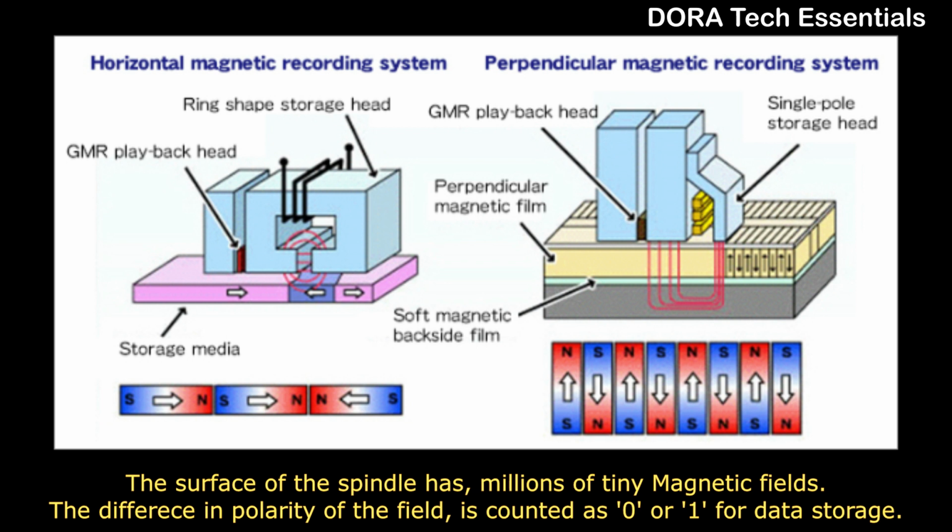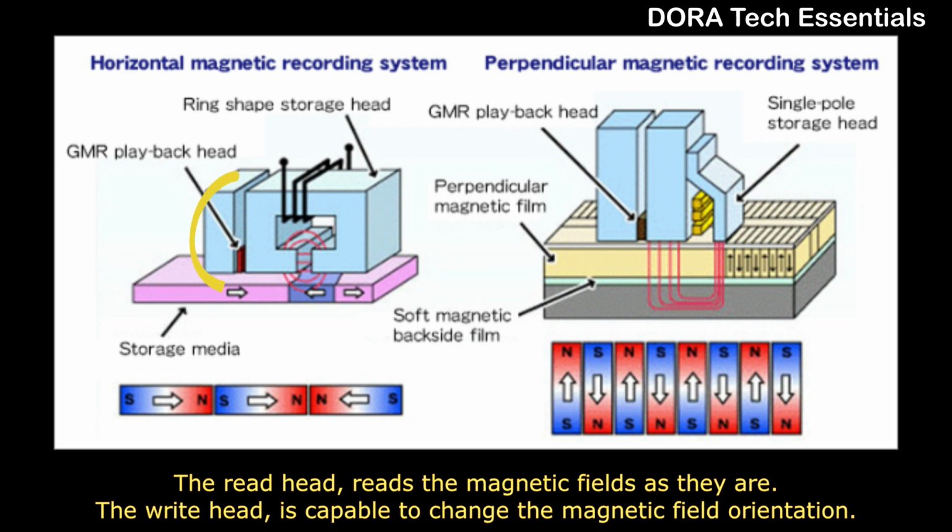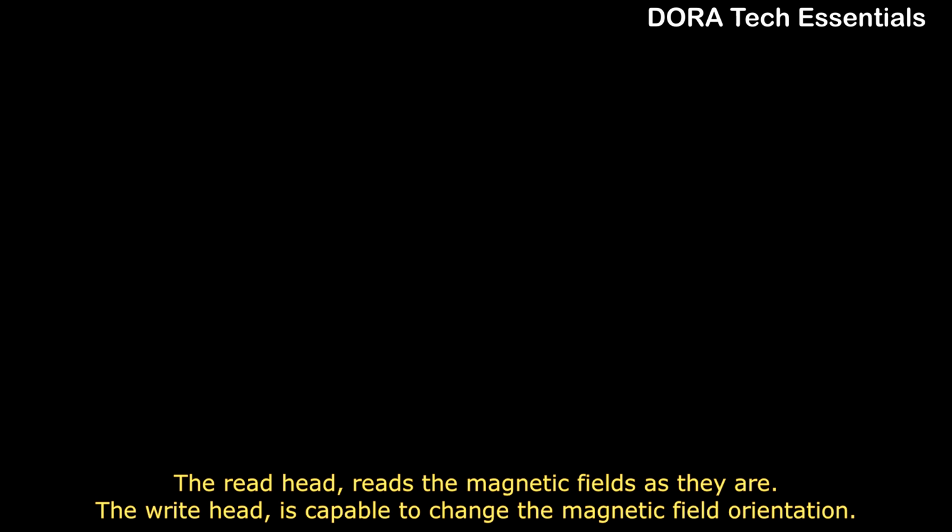The surface of the spindle has millions of tiny magnetic fields. The difference in polarity of the field is counted as 0 or 1 for data storage. The read head reads the magnetic fields as they are. The write head is capable of changing the magnetic field orientation.